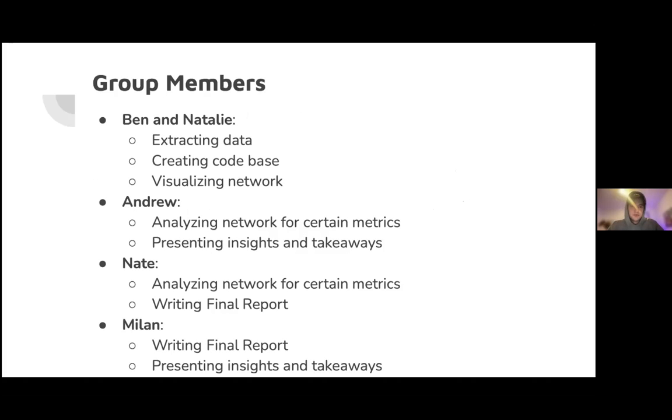So in terms of the roles that each group member will be taking, Ben and Natalie are both coming in with more of a coding background. So they'll be the ones primarily handling the data, extracting the data and visualizing the network. Andrew and myself will be analyzing the network for the metrics that Andrew talked about, both the global and local metrics that we were looking for.